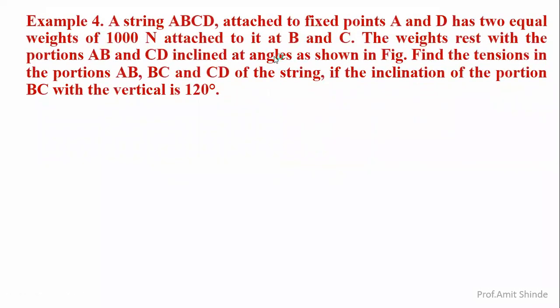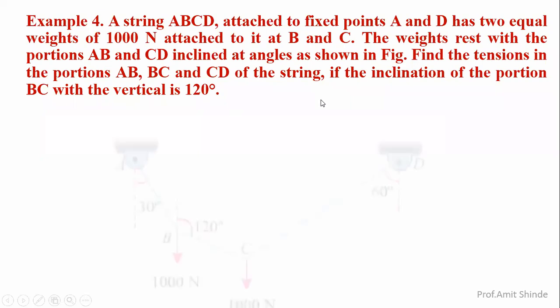A string ABCD attached to the fixed points A and D has two equal weights of 1000 Newton attached at B and C. The weights rest with the positions AB and CD inclined at an angle as shown in the figure. Find the tension in the portions AB, BC and CD of the string if the inclination of the portion BC with the vertical is 120 degrees.